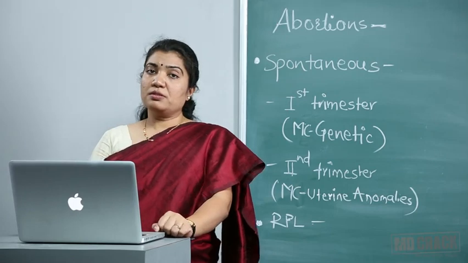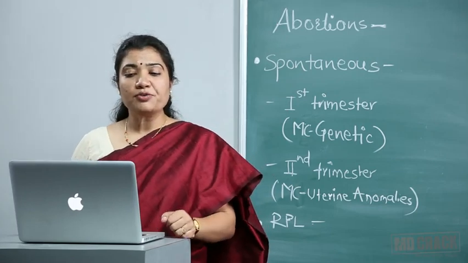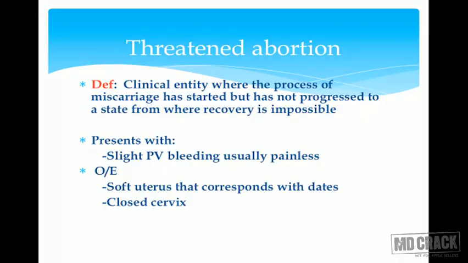Now let's see what are the types and how to diagnose them and treat them. Threatened abortion. It's a clinical entity where the process of miscarriage or abortion has just started but has not progressed to a state from where the recovery is impossible. Means if you diagnose this condition and treat it, the pregnancy can still be continued.